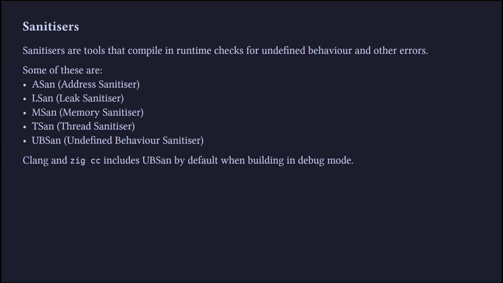Clang and Zig include UBSAN by default when building in debug mode. So congratulations, all of the examples that you're working with today have UBSAN built in, which is very useful to stop you from screwing up, and they're able to detect some things statically as well.